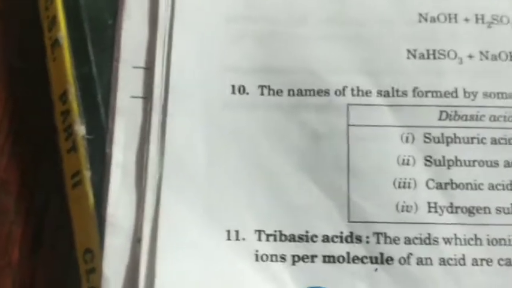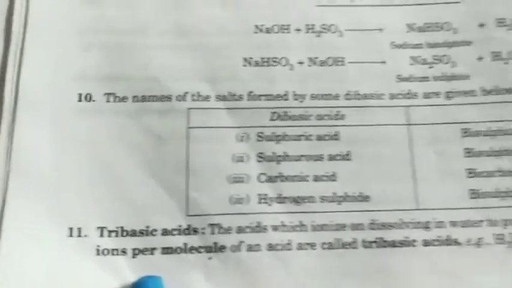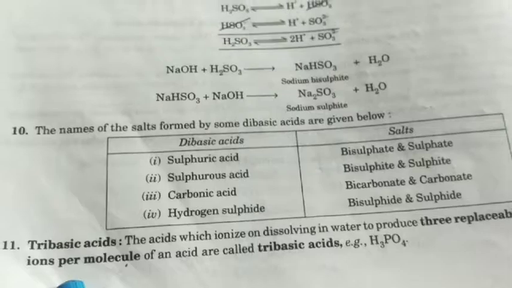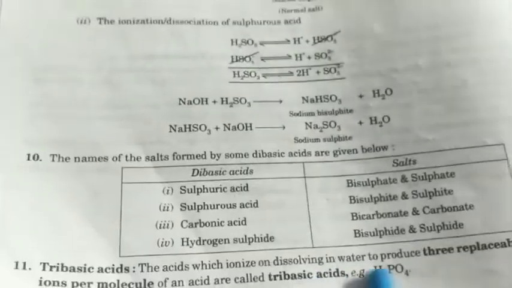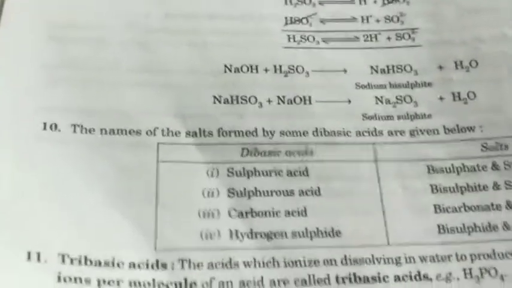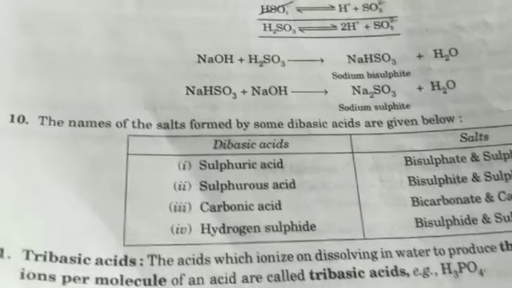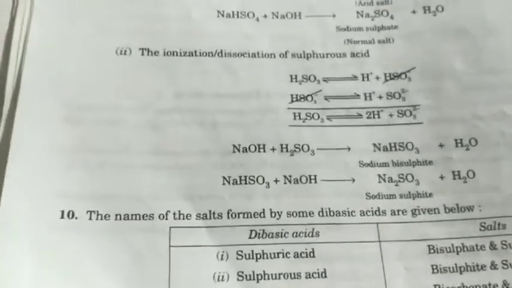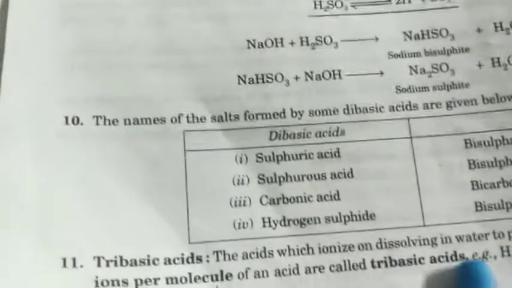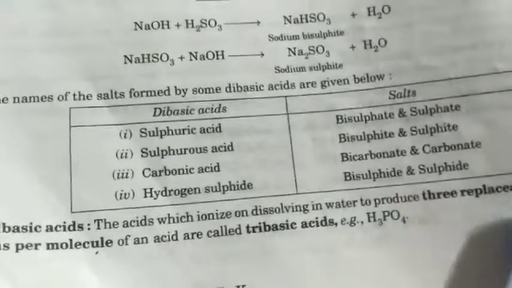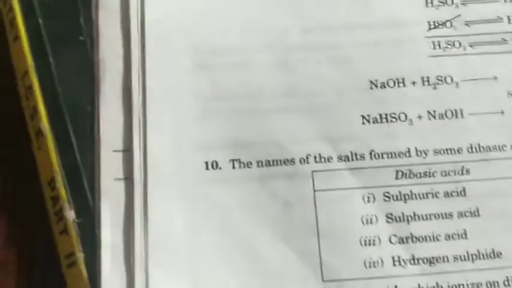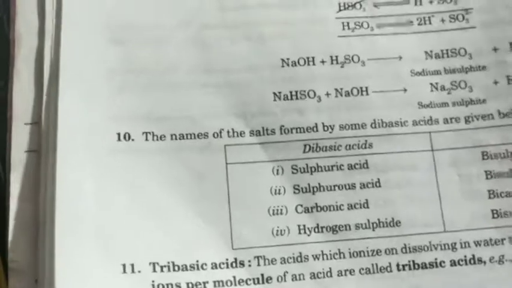Tribasic acid. The acid which ionizes on dissolving in water to produce 3 replaceable hydrogens. In monobasic acid, 1 replaceable hydrogen. In dibasic acid, the compound contains 2 replaceable hydrogens. The acids which ionize on dissolving in water to produce 3 replaceable hydrogen ions per molecule of an acid are called tribasic acids. For example, phosphoric acid, H3PO4.